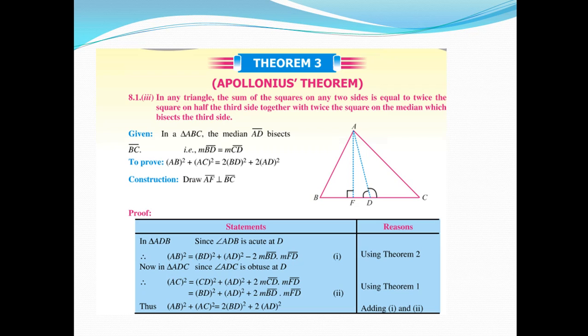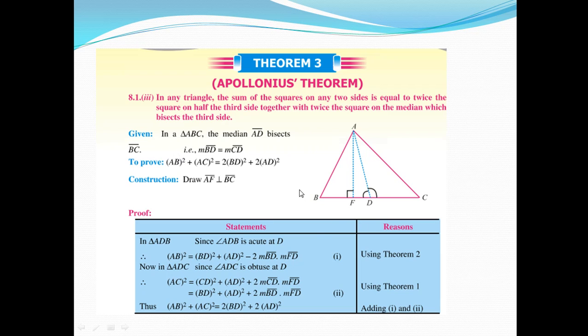This is theorem number 3, 8.1. In a triangle, the sum of the squares on the two sides is equal to twice the square on half of the third side, together with twice the square on the median which bisects the third side.